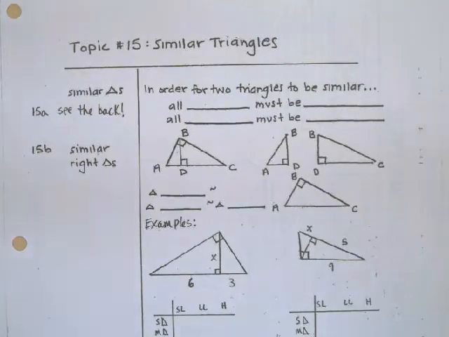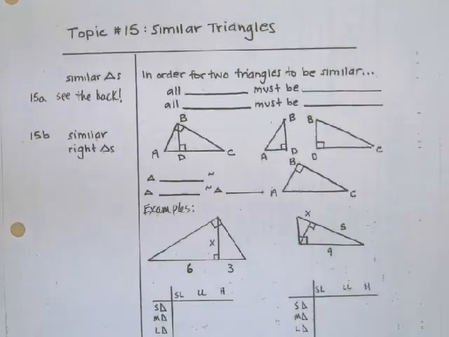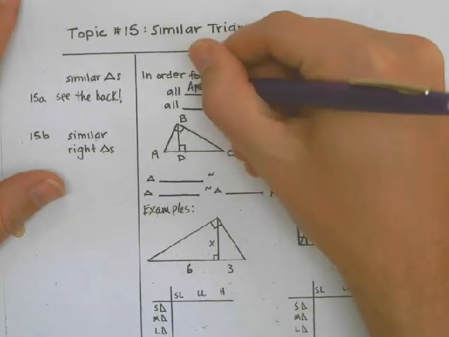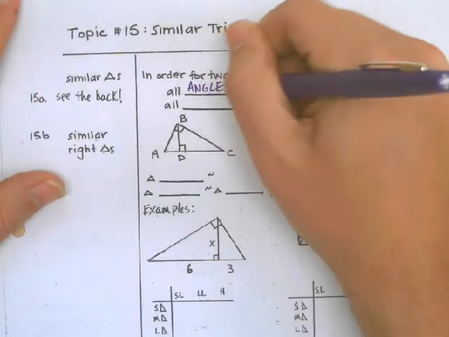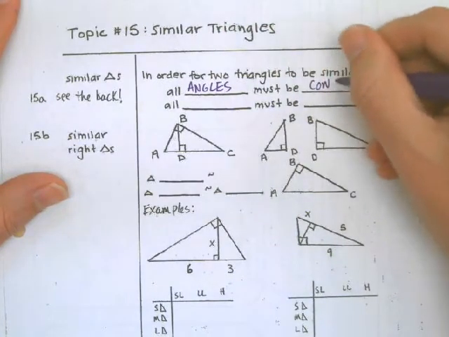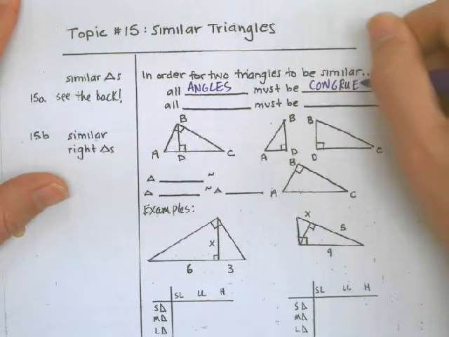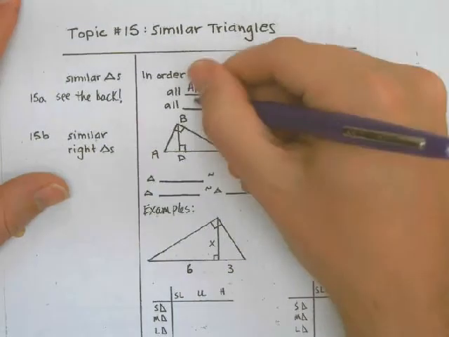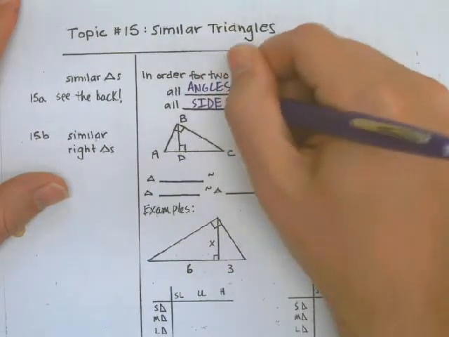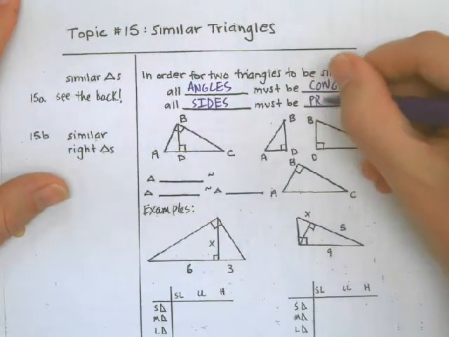Hey, geometry. Going to talk to you about similar triangles today. We're going to start by reviewing what similar triangles have going for them. Two triangles that are similar, all angles are congruent. And all sides are proportional.